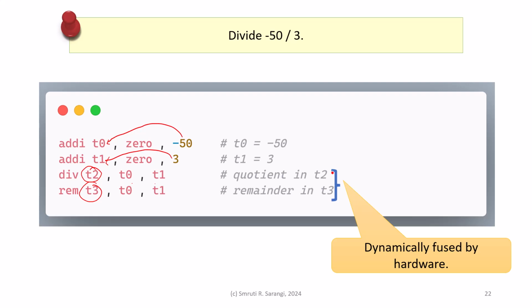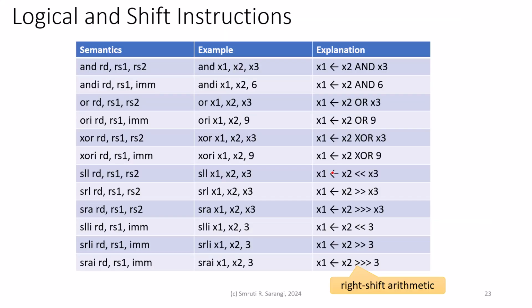So as we have argued before, the hardware recognizes that the division and the remainder instructions are consecutive. So they are dynamically fused to be one instruction in hardware, one division.